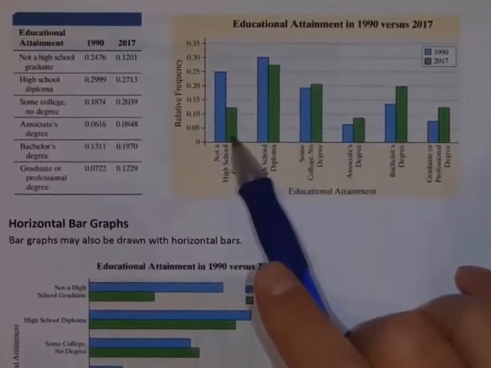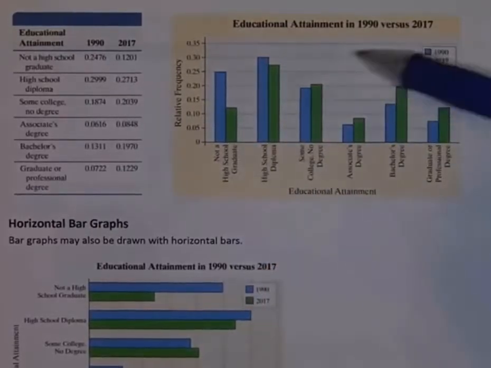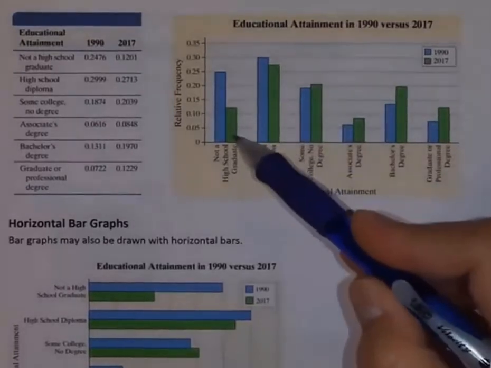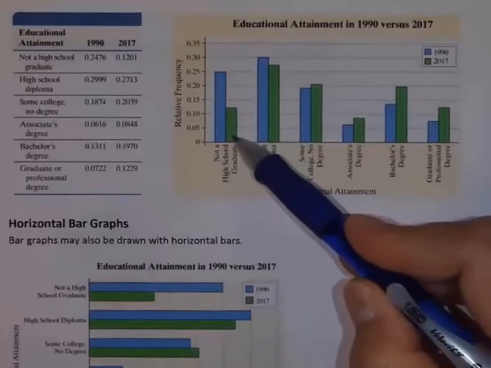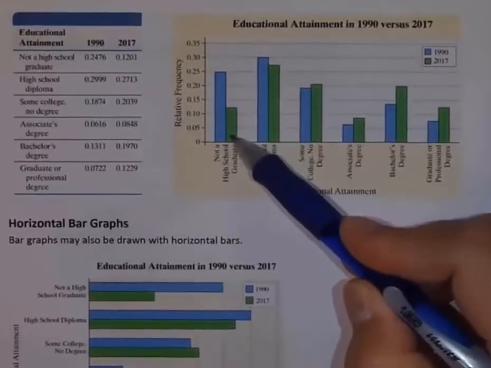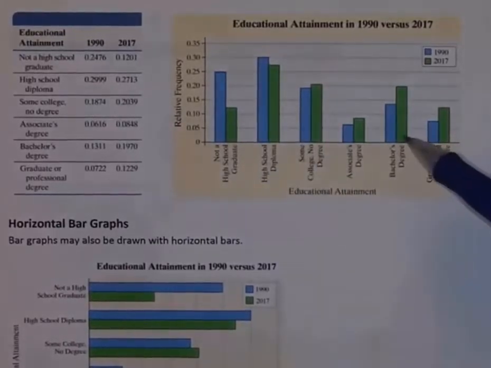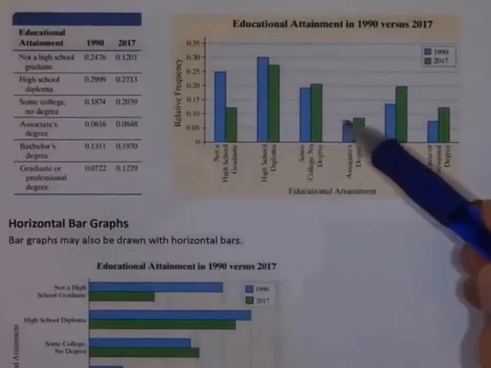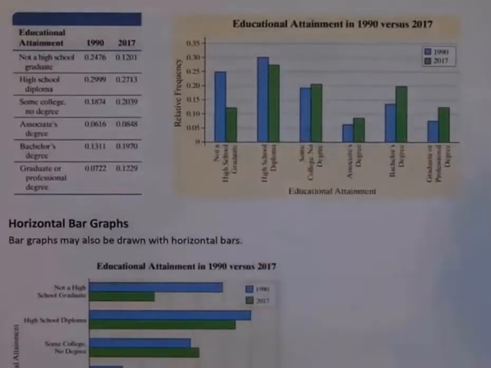do you see that the bars are getting shorter over here on the left and taller over here on the right in comparison to what they were in 1990? So in other words, in 2017, there's fewer high school dropouts. There's more people with bachelor's degrees and people with professional and graduate degrees. So it would appear that the amount of education, the amount of schooling is increasing from 1990 to 2017.